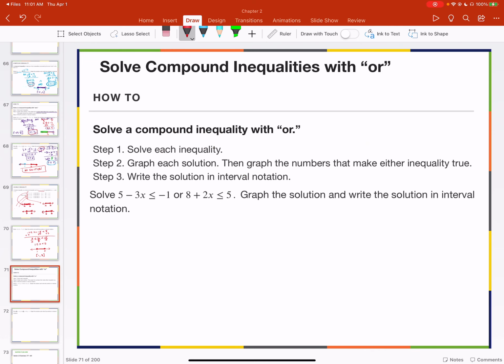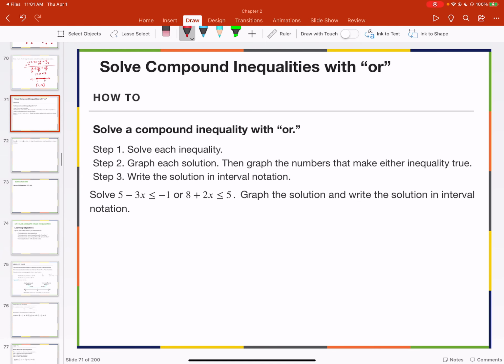Okay. Let's talk about ORs now. OR is a little bit more flexible than AND. So basically, in order for it to be a solution, it could fulfill either one, either inequality. Okay, so it's really important. Sometimes we use a union to connect the two sets. So let's go ahead and do one.